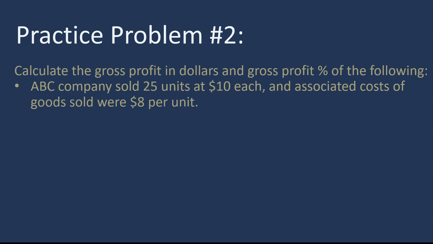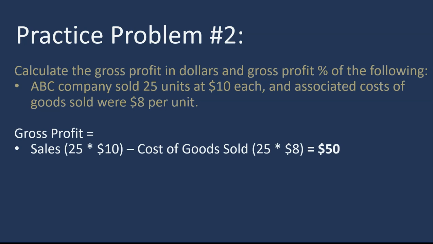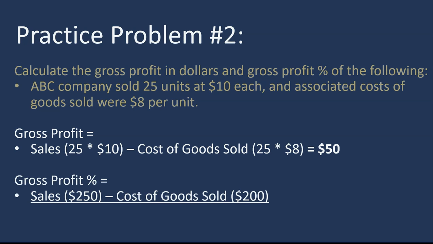Second problem, again, same type of fact pattern. ABC Company sold 25 units at $10 each. Associated cost of goods were $8 per unit. Gross profit is revenue times the number of units, minus the cost of goods sold, number of units times the COGS, which gives us a $50 gross profit. Then again, for that percentage, the numerator is sales minus cost of goods sold, and we divide that by sales, and you will get a gross margin of 20%. So a little bit lower than the previous problem.